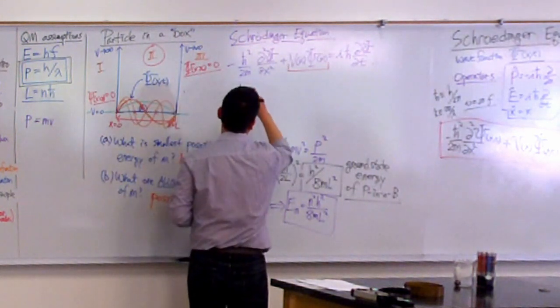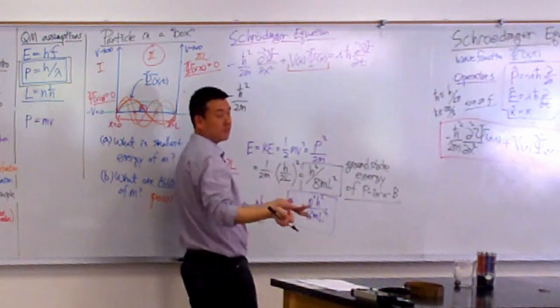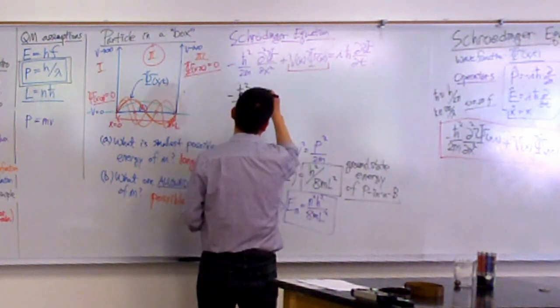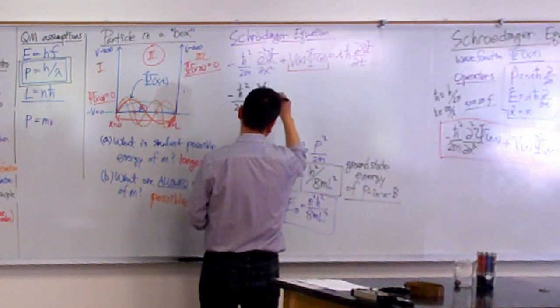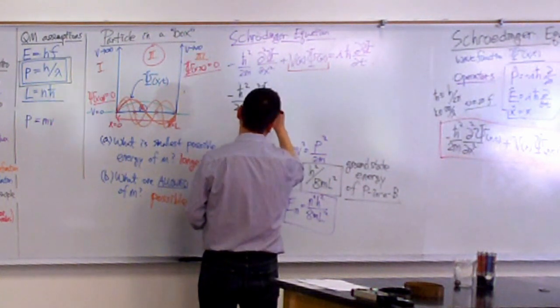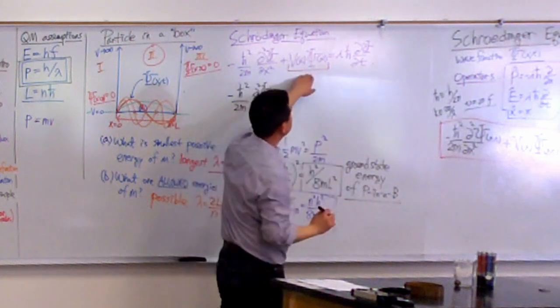So minus ħ squared over 2m. I guess these are all constants. I'm not going to change any of this. The second partial derivative of the wave function in region 2 with respect to x, plus, what is V in region 2?